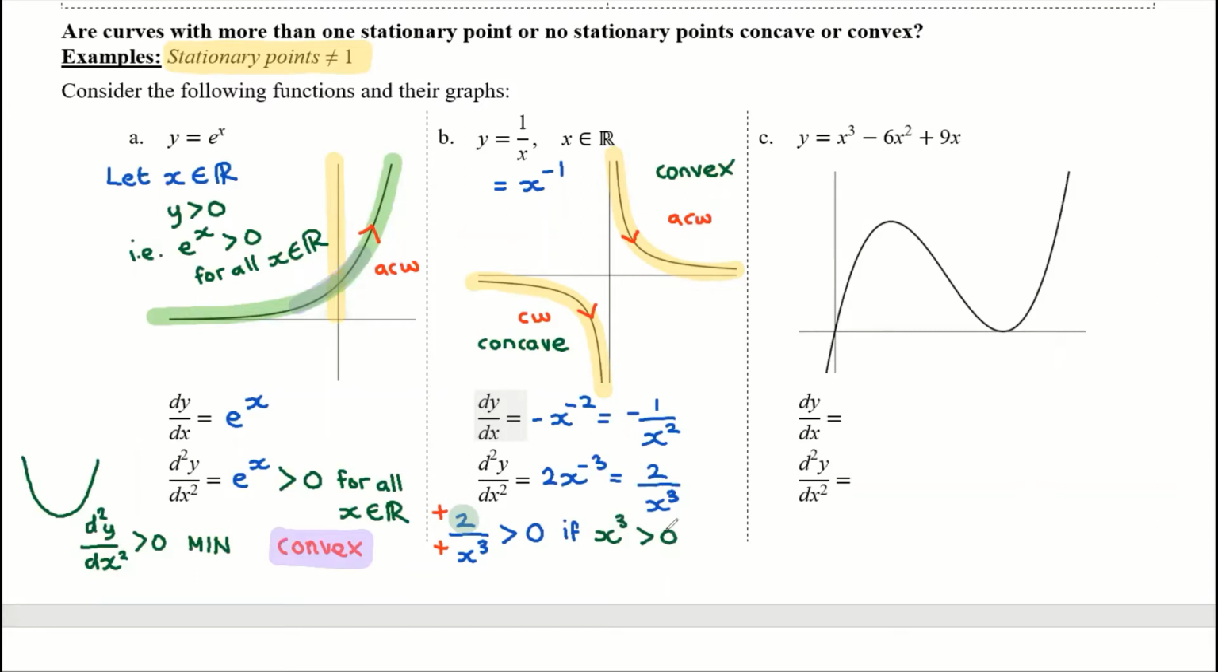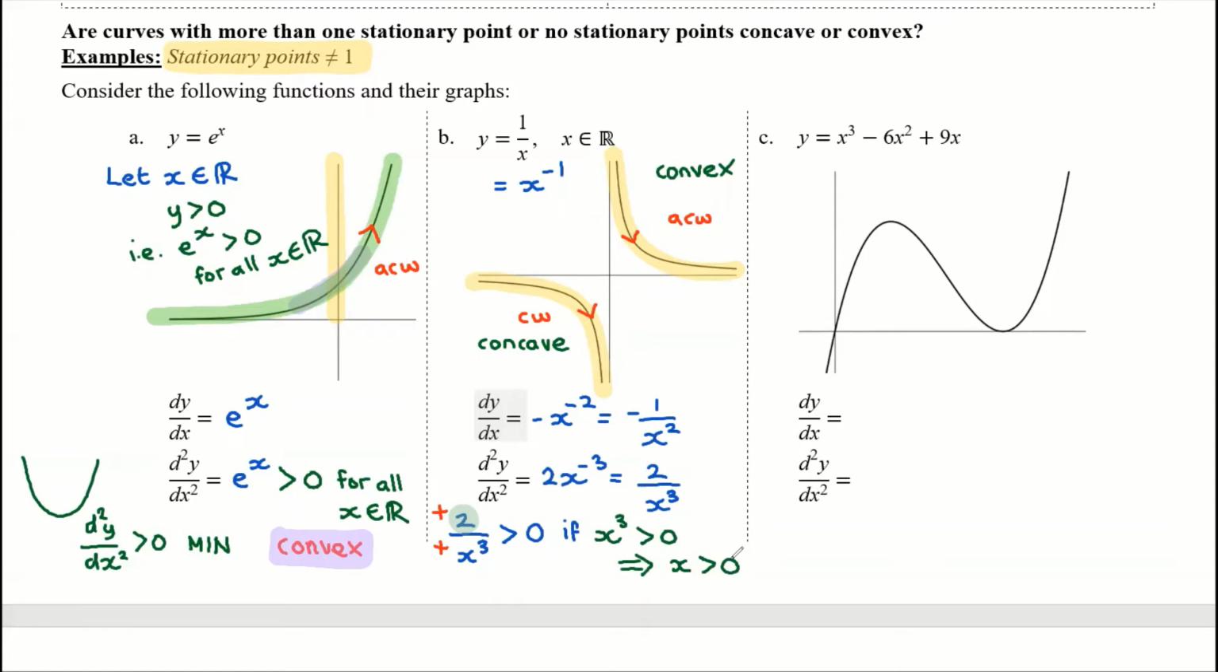Okay, so that's when it's going to be positive. Now, if x cubed is greater than 0, that automatically means that x is going to be greater than 0 as well. Okay, and it's technically what we call an if and only if statement. So you can run that in both ways. If x is greater than 0, then x cubed is also greater than 0. So we can now show that we can get a positive value for d2y by dx squared if x is positive.